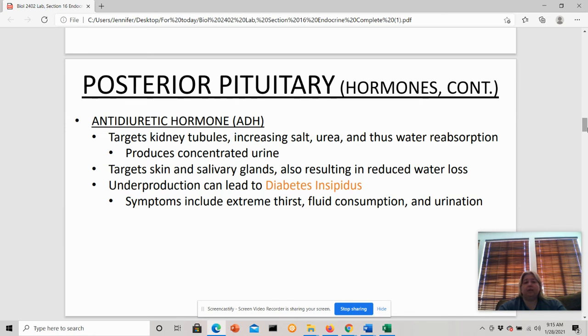Underproduction can lead to diabetes insipidus, and symptoms of this are going to include being really, really thirsty, consuming a lot of fluid, and then urinating a lot.